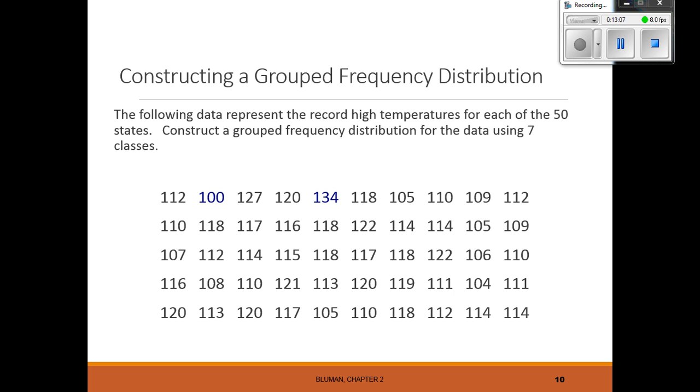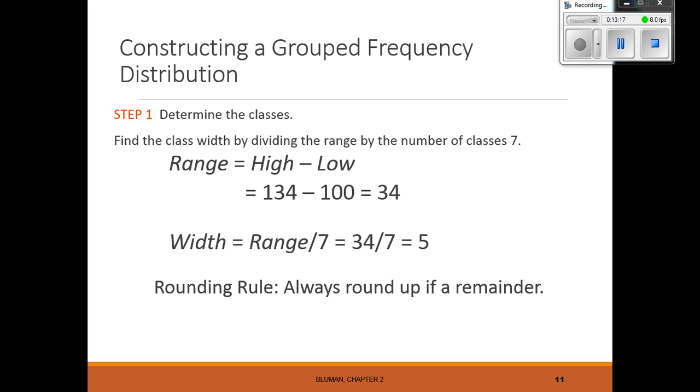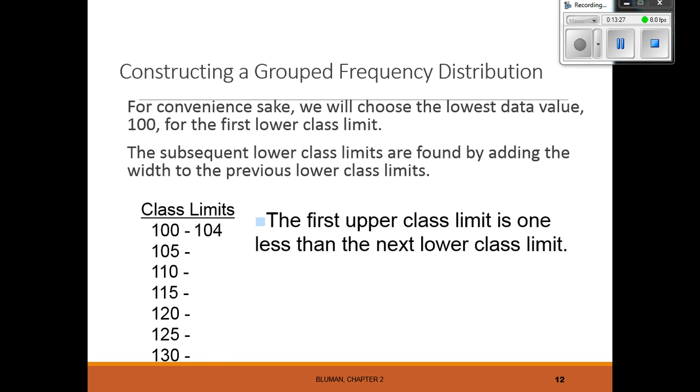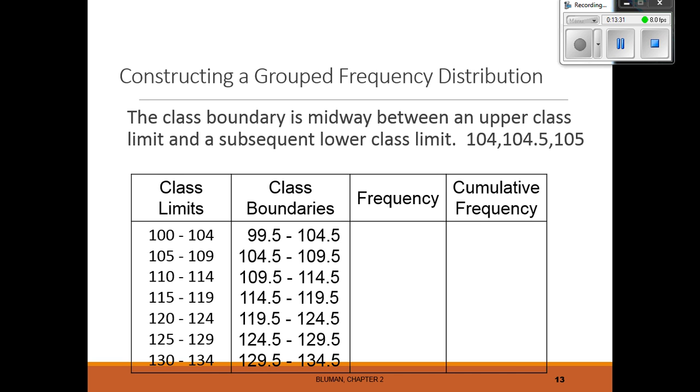So what I'm going to do is use the slides to finish this up. Where we were at was figuring out your range. Remember your high minus your low gave you 34. Your width was 34 divided by 7, which rounded to 5. There's your rounding rule, always round up with the remainder. And then we had our limits, and we started with this.